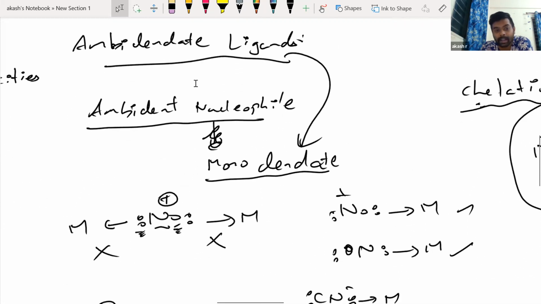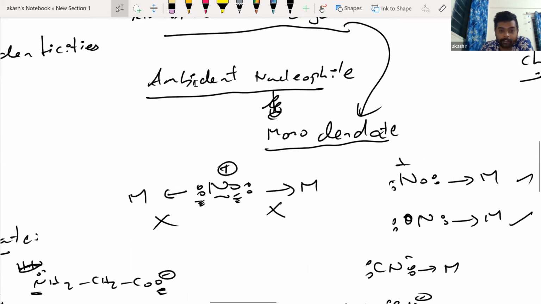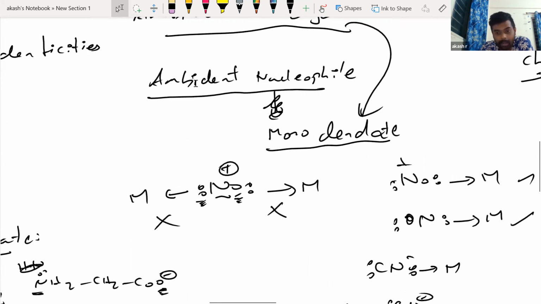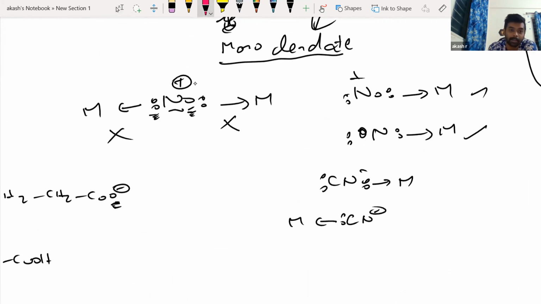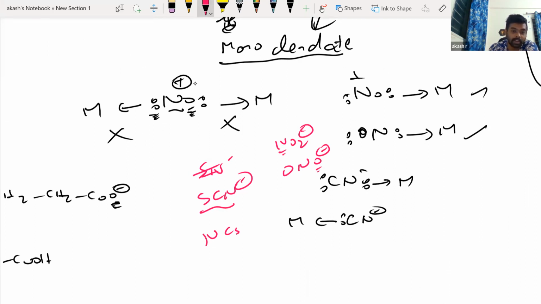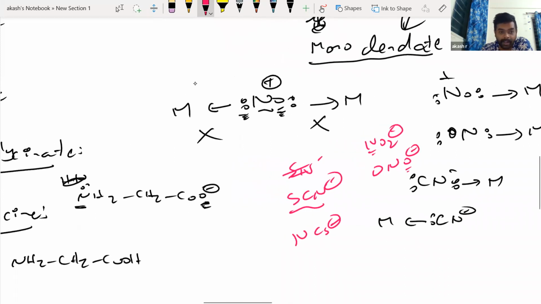Then we have ambidentate ligands, that is, ligands with 2 centers for donation, but at a time only one of them will donate. Examples are NO2 minus, which can be written as ONO minus, with nitrogen or oxygen carrying the negative charge, and SCN minus, which can be written as NCS minus or SCN minus. All these are ambidentate ligands.